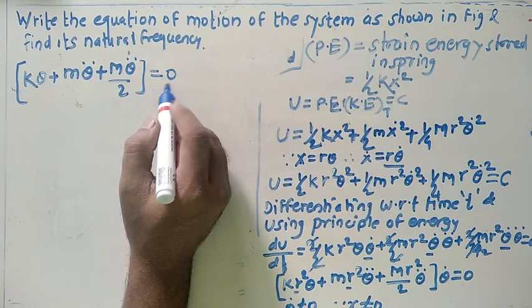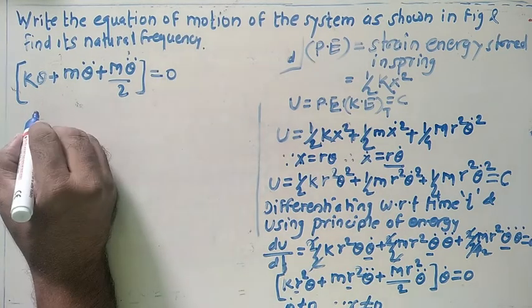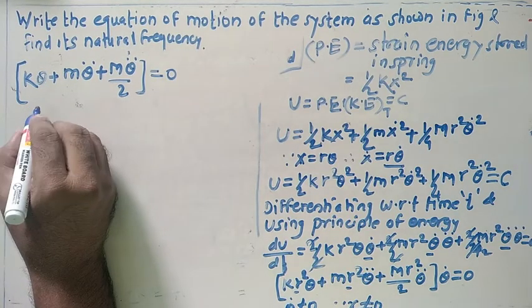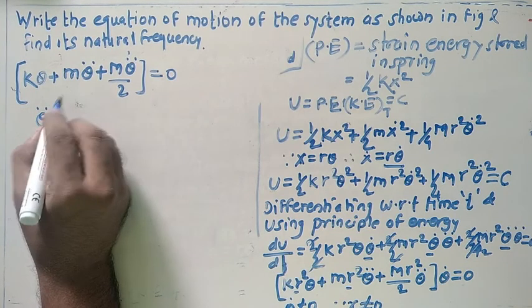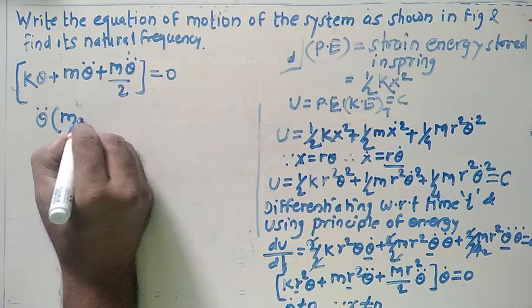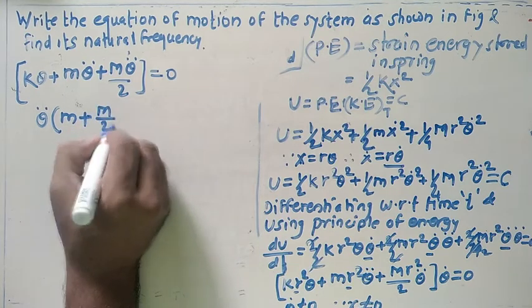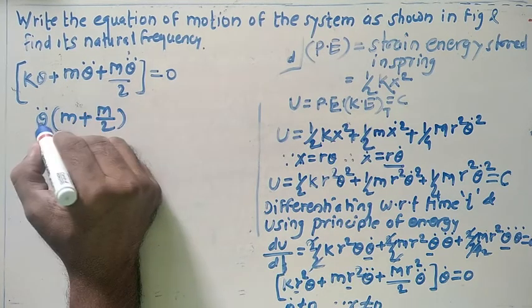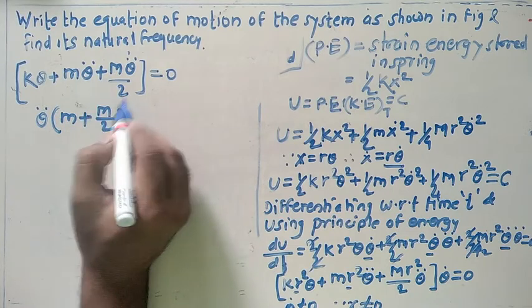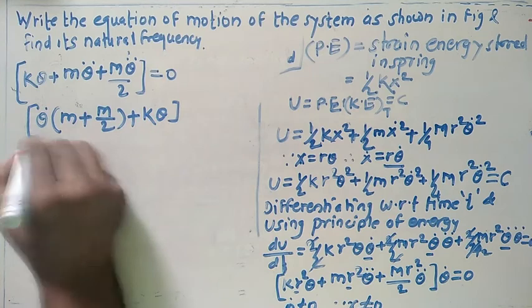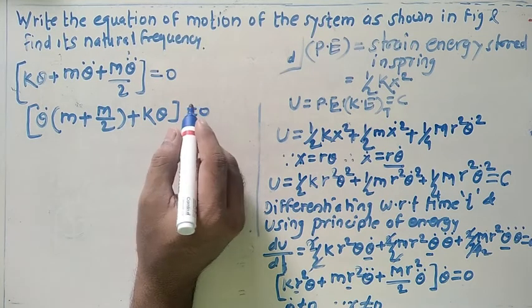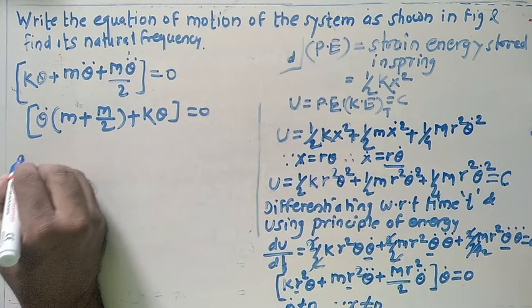Now write this equation in such a way that we can compare it with the SHM equation. For that I'll make a few changes, a rearrangement of this equation like this. Take this theta double dot as common and write the mass terms inside the bracket plus this k into theta equate with the 0. Now we can easily compare this equation with the SHM equation.